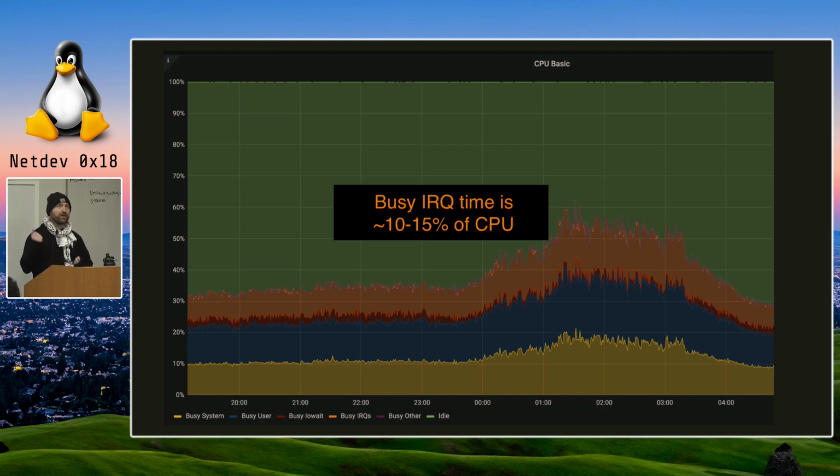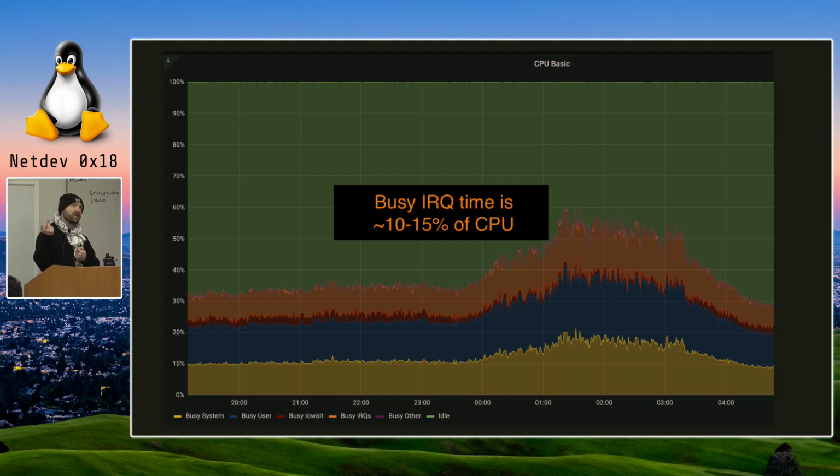This is just a graph of how CPU time is spent on a machine at Fastly during a high traffic event. And that orange band at the very top, that's actually measuring busy IRQ time. And that amounts for about 10 to 15% of the CPU. And I was actually really confused by this the first time I saw it, because in my mind, I thought, okay, if NAPI is going to do its thing, I would expect interrupt load to get to a point and then level off, because then softirq would just be running and you wouldn't be getting additional interrupt load.